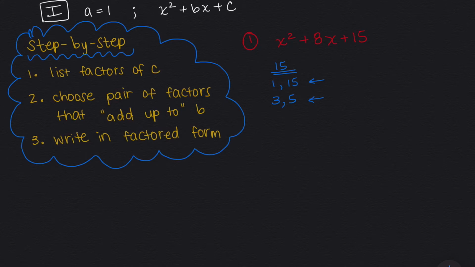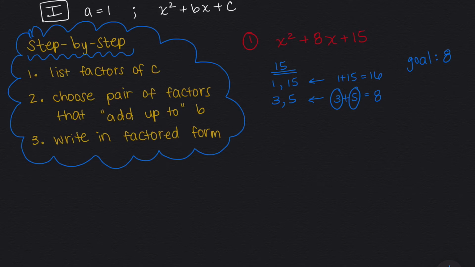Now if we check, 1 plus 15 is 16, so that cannot be it. Remember, our goal is 8. If we check the second pair, 3 plus 5, that gives us 8, and that's what we wanted, so we have a winner. The next step is to write in factored form. What we do is we'll take these factors that we found and we'll put them in little binomials.